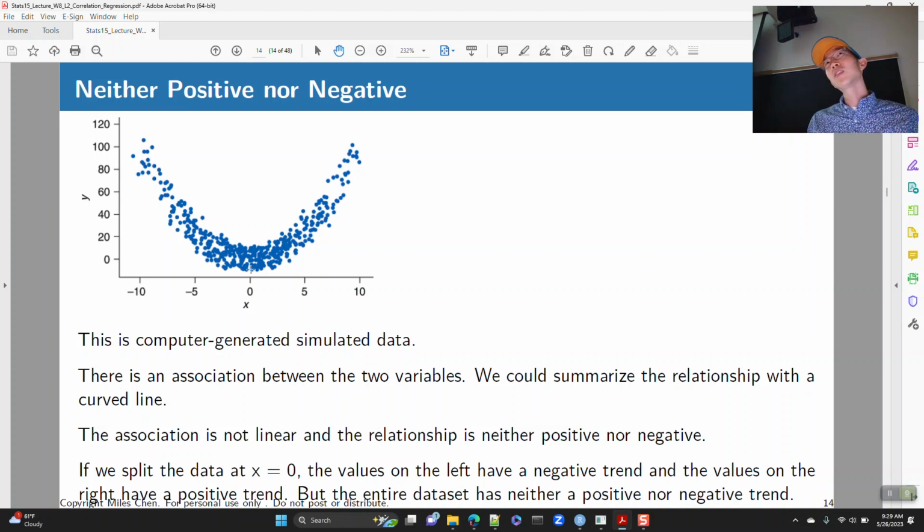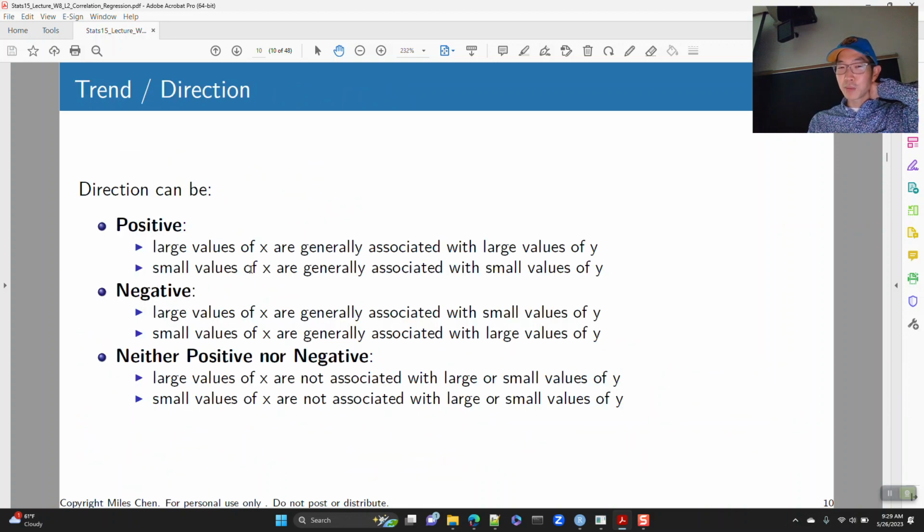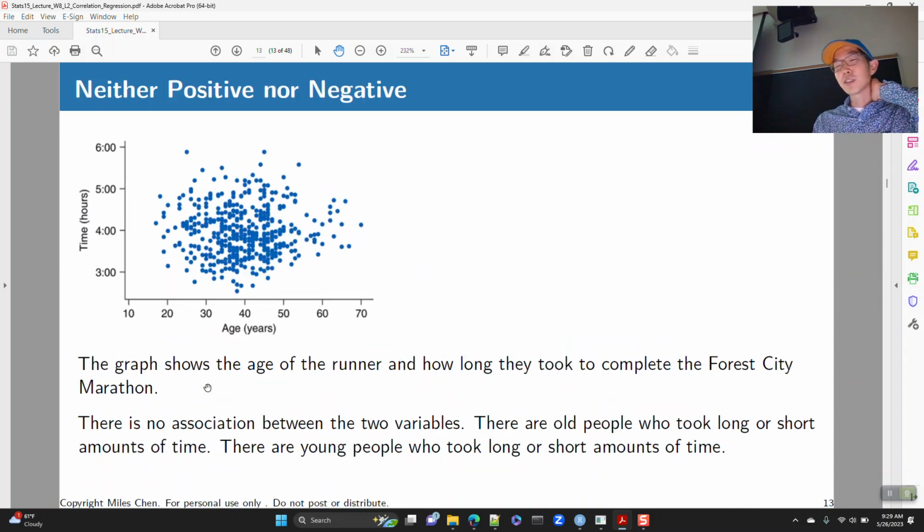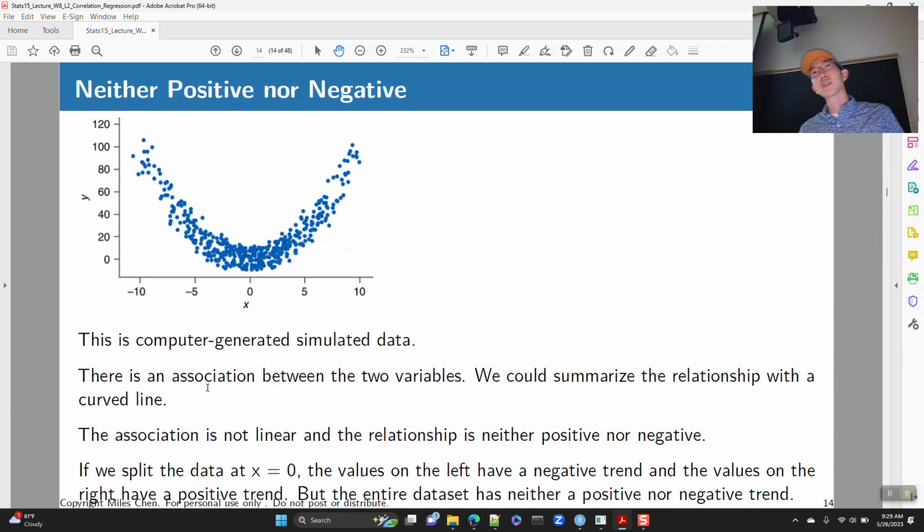But overall, is there this trend of large x, large y, small x, small y, or small x, large y, or something like that? And overall, if we're limited to these terms, positive, negative, or neither, this falls under neither, okay? Again, for linear trends. Now, if we split the data in half at 0, then the right-hand side would be positive and the left-hand side would be negative. But overall, we can't really say positive nor negative.